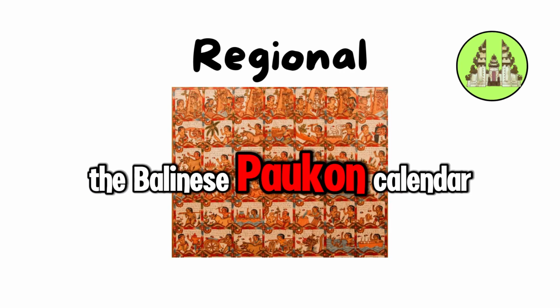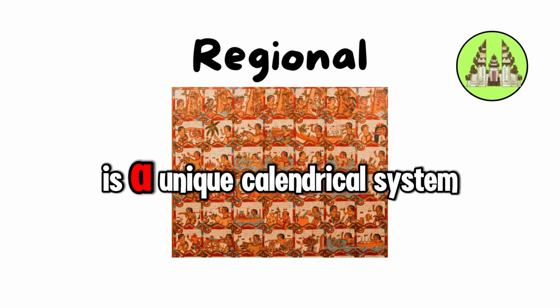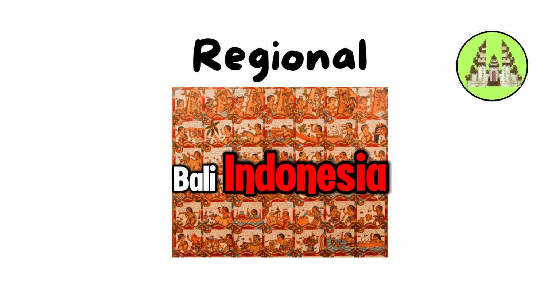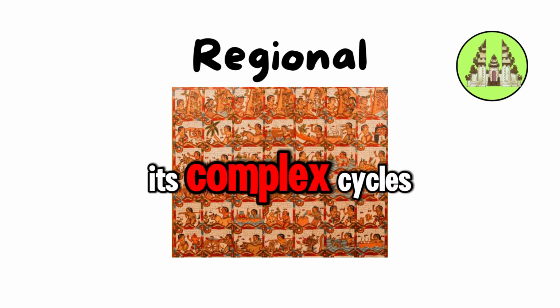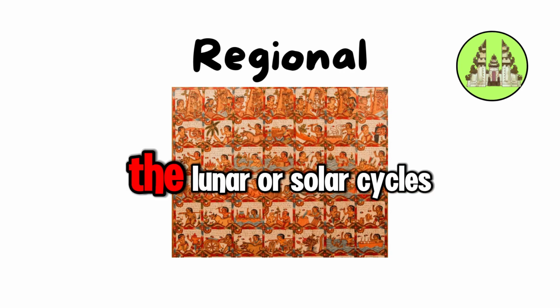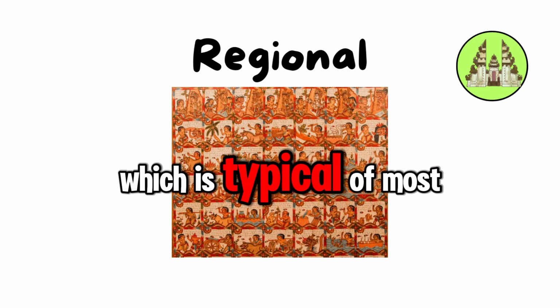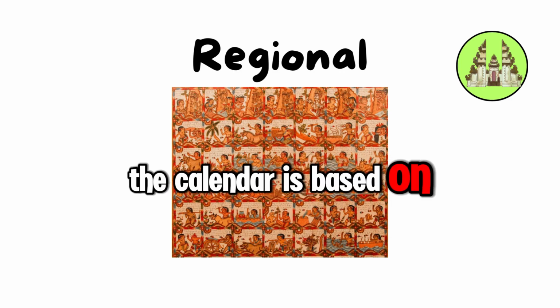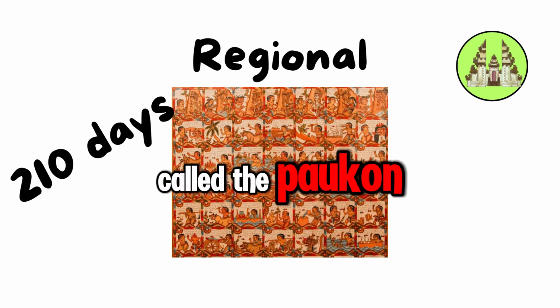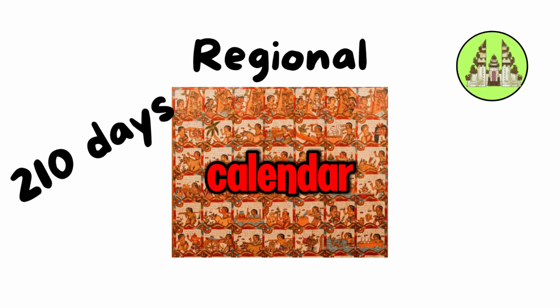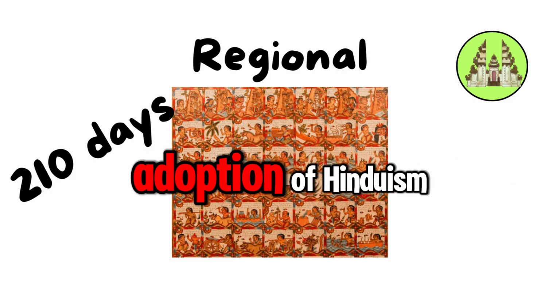The Balinese Pawukon calendar is a unique calendrical system used on the island of Bali, Indonesia. It stands out due to its complex cycles and is not synchronized with the lunar or solar cycles, which is typical of most calendars. The calendar is based on a 210-day cycle called the Pawukon, which originates from the Wuku calendar used throughout Java before the adoption of Hinduism.